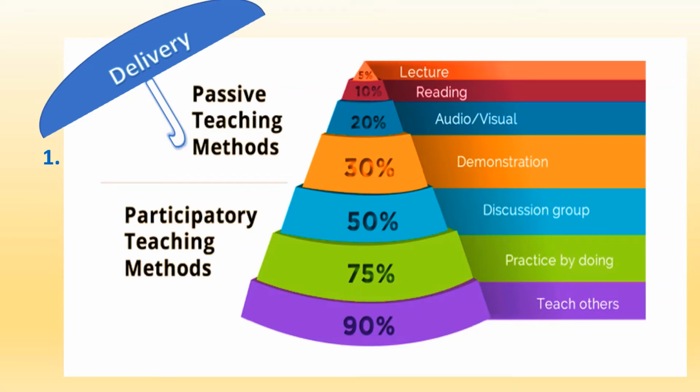All of these fall under the category of passive teaching. If we want to really start building our retention, making classes that are memorable, we have to move to participatory teaching methods. Discussion groups can raise retention to 50%. Practice by doing, either individually or through the group and teamwork, can raise retention to 75%.